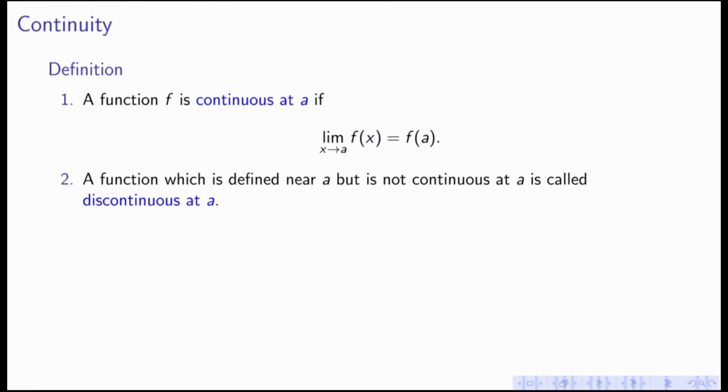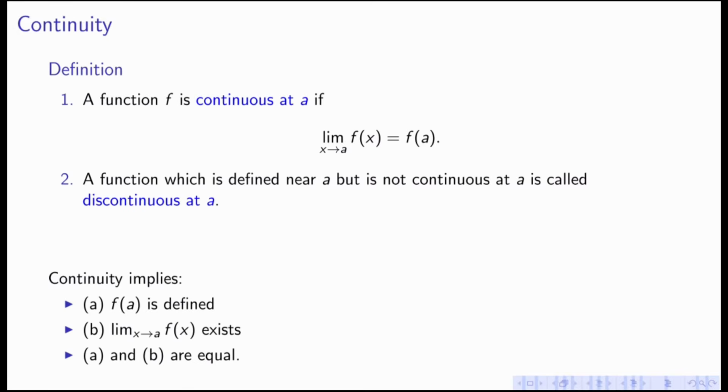So here's a definition. A function f is continuous at a if the limit as x goes to a of f of x equals f of a. And a function which is defined near a but is not continuous is called discontinuous. So let's look back at continuity, because this entails quite a lot of information. So I wrote this down here.